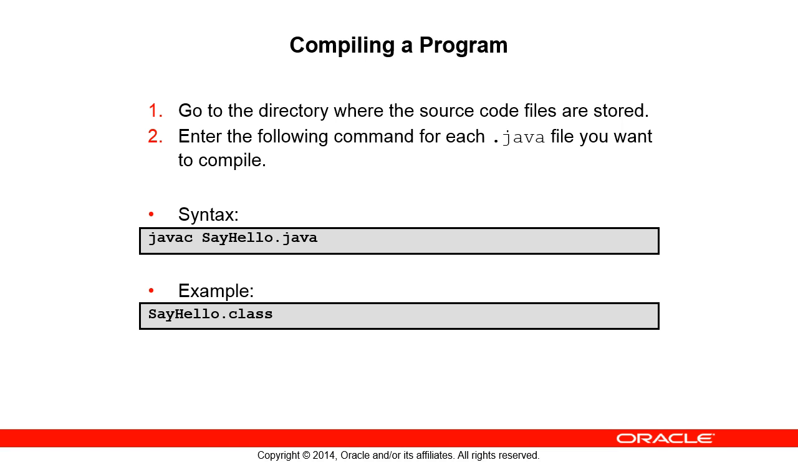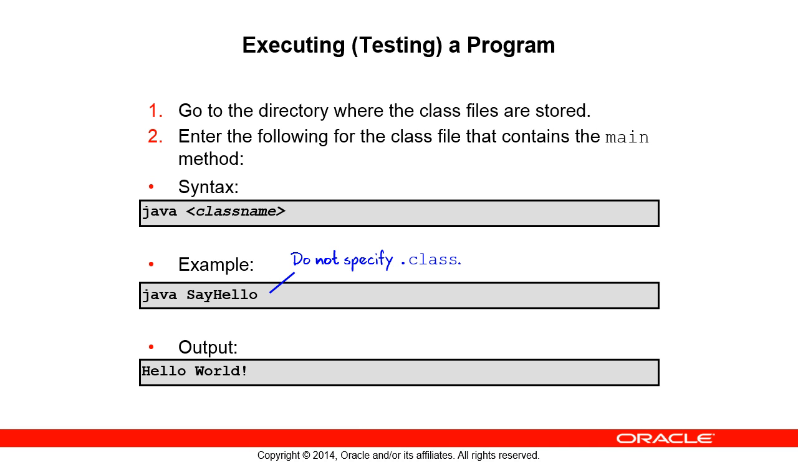So in this example, you type javac sayhello.java, and once the compilation has finished, assuming no compilation errors have occurred, you'll have a new file called classname.class, in this case sayhello.class, in your directory for each source code file that you compiled.